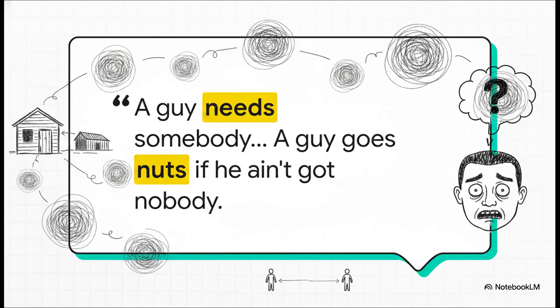Next, we have this incredibly heartbreaking quote from Crooks. "A guy needs somebody to be near him. A guy goes nuts if he ain't got nobody." Remember, because of the deeply entrenched racism of the era, Crooks isn't even allowed inside the bunkhouse with the other guys. He is agonizingly lonely. It's so bad that he actually questions if what he sees is even real, just because he has no one there to confirm it for him.